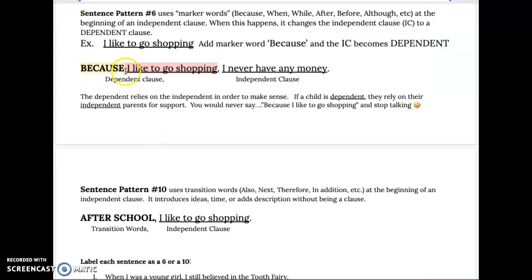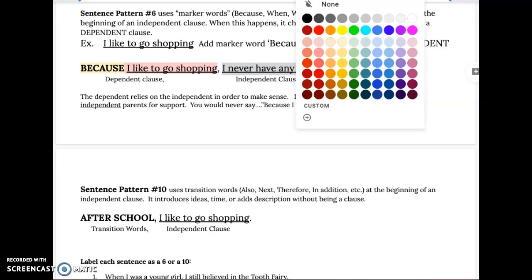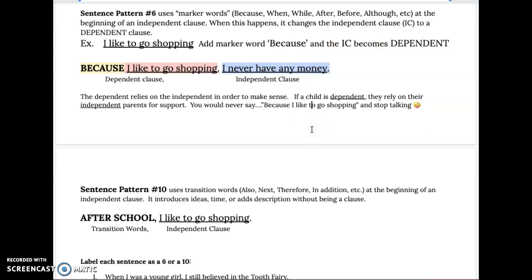So, because I like to go shopping. With this, it can't stand by itself. It's like the little baby, right? If I came up to you and said, because I like to go shopping, you'd be like, what's the rest of it, Mr. Blue? What you got? I don't get it. So this is dependent. It is dependent on what? This is dependent on the independent clause. So there you go. Remember we said right here, dependent relies on the independent in order to make sense.